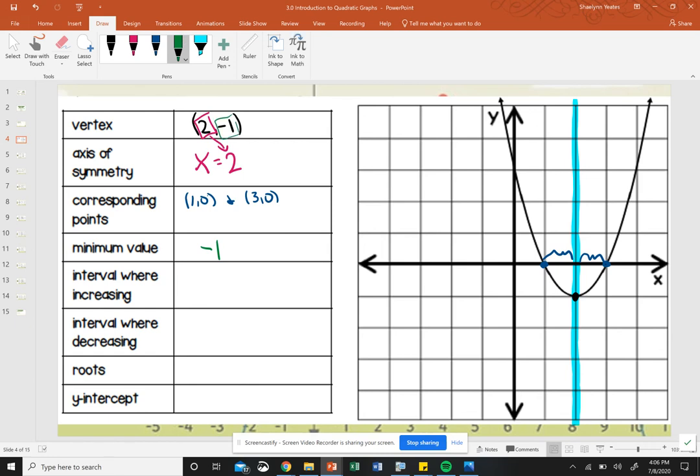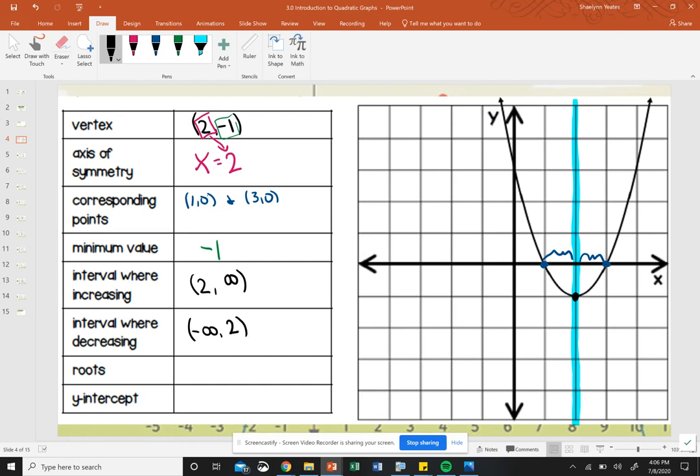Okay, the interval where it's increasing is going to be from 2, and we don't include the 2 because that's where it changes directions, to infinity. And then the interval where it's decreasing is from negative infinity to 2.